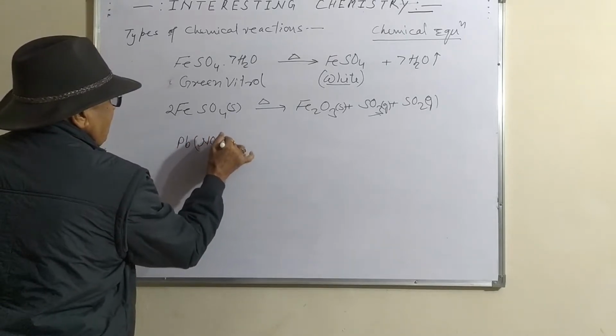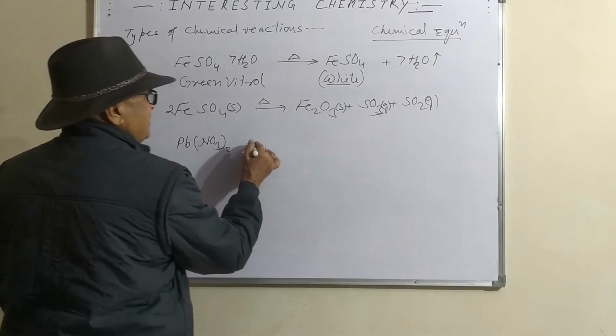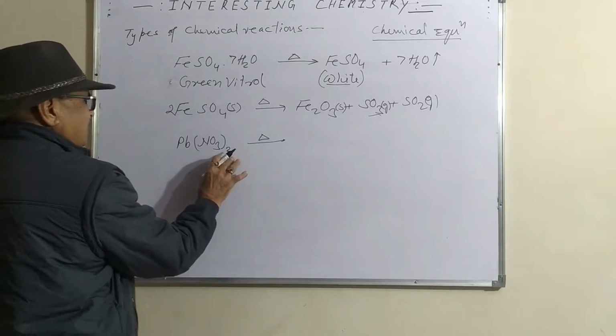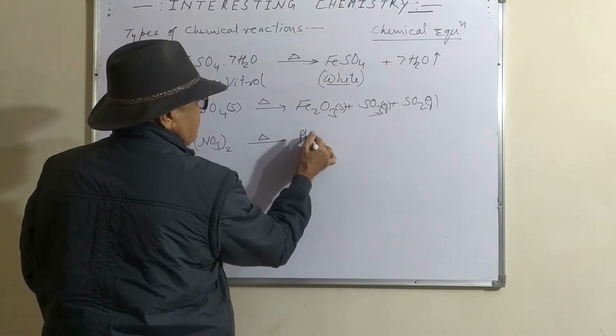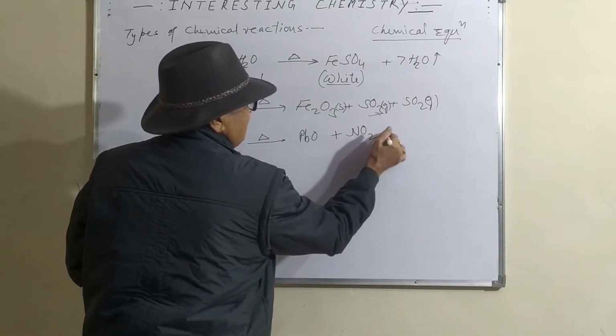This is lead nitrate, Pb(NO3)2. Pb(NO3)2 when it is heated, you will get here PbO, lead oxide, plus NO2 plus oxygen.